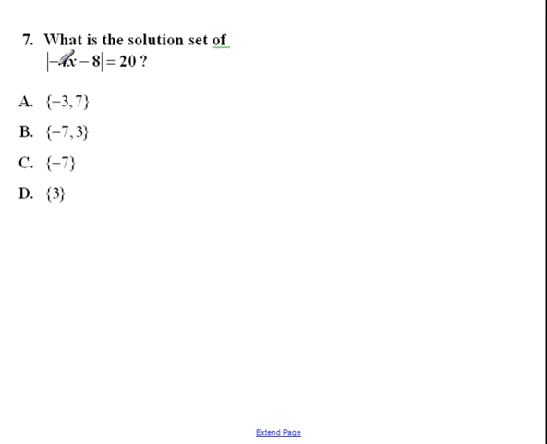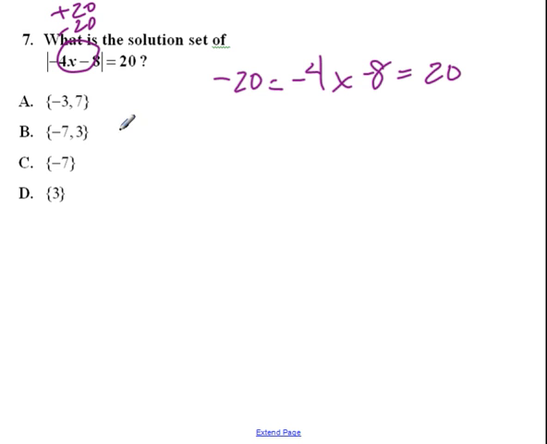So number 7 here, a little absolute value inequality, equation. What we do here is put negative 20 out in front. Negative 4x minus 8 equals 20. We do that because the absolute value means that my inside stuff here could have been positive 20 or negative 20. We don't know because the absolute value made it positive no matter what.